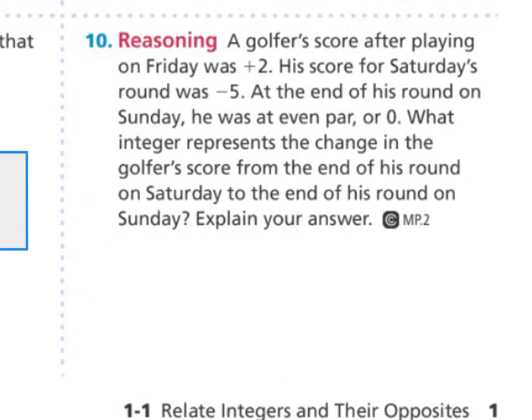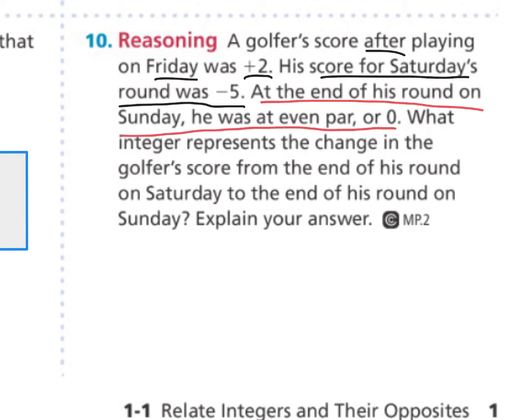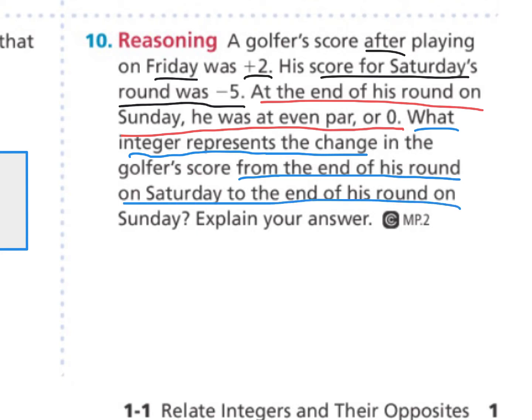Number 10, a golfer's score after playing on Friday was +2, or 2 over par. And the score for Saturday's round was -5, or 5 under par. At the end of his round on Sunday, he was at even par, or 0. So what integer represents the change in the golfer's score from the end of his round on Saturday to the end of his round on Sunday? And explain your answer.